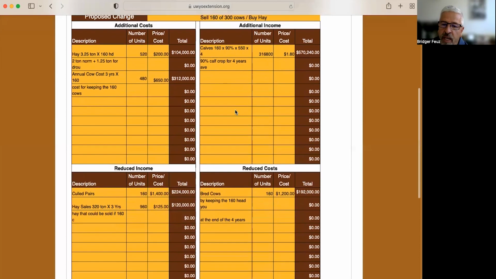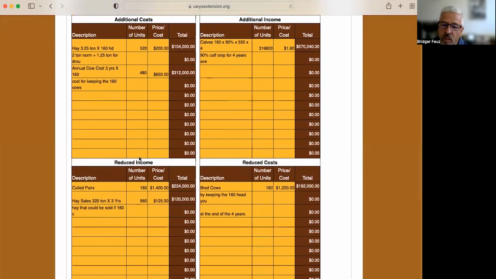So the next question to ask ourselves, well, what's the reduced income if I keep these 160 cows? Well, we could have culled pairs, right?